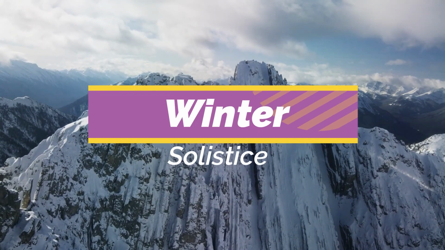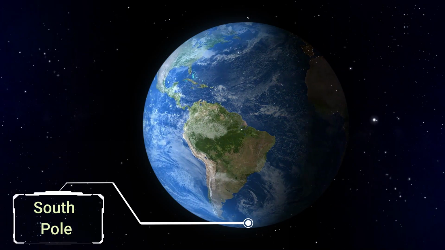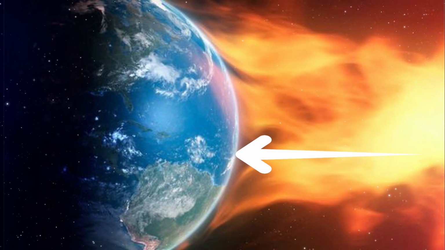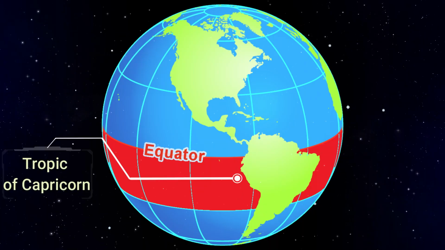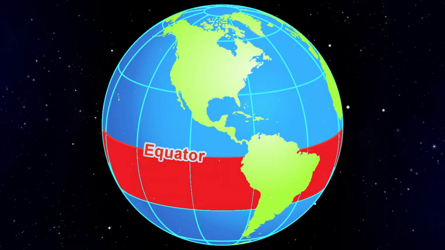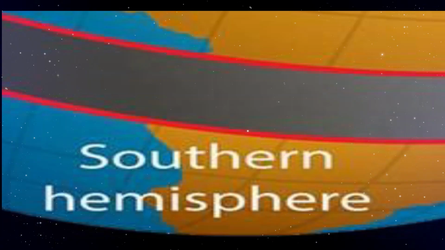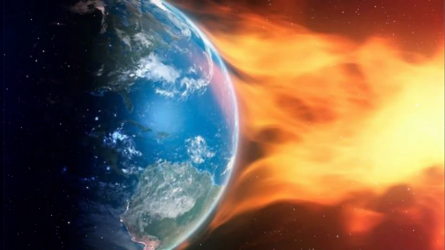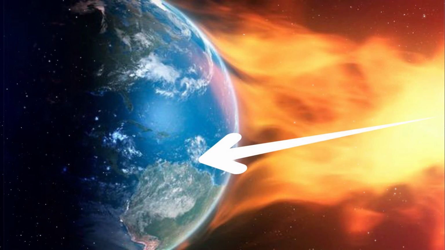What is the winter solstice? The South Pole tilts towards the Sun on 22nd December. The rays of the Sun fall directly on the Tropic of Capricorn. As a result, these areas receive more heat. A larger portion of the southern hemisphere gets light as the Sun's rays fall vertically at the Tropic of Capricorn.